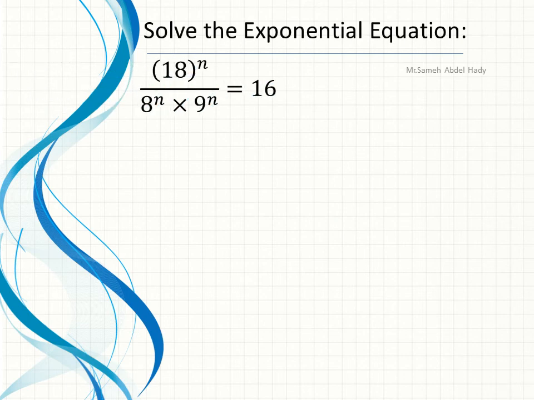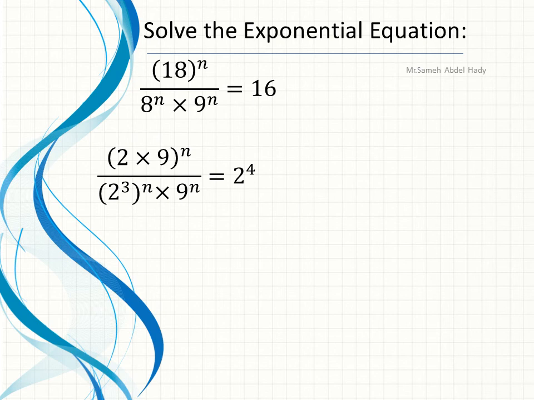You can try this equation. Here I have 18 power n over 8 power n times 9 power n equals 16. Alright, what should I do here? You see 18. Please think with me and pay attention. I have 18 and 8 and 9 and 16. These numbers are big numbers, right? I can factorize these numbers to have the factors of them.